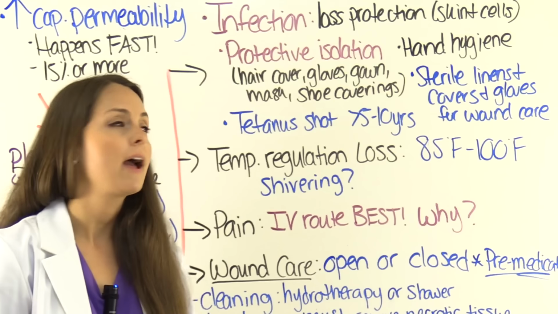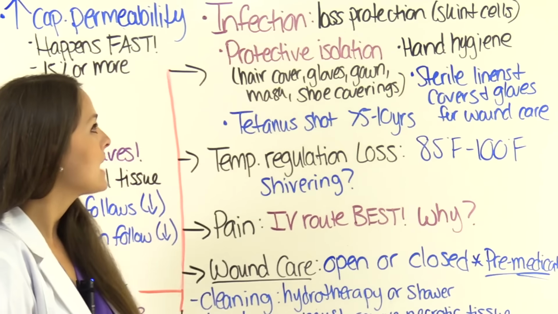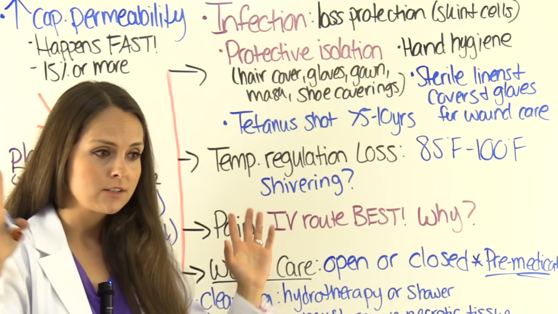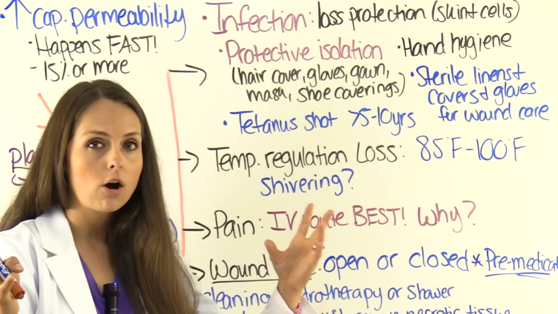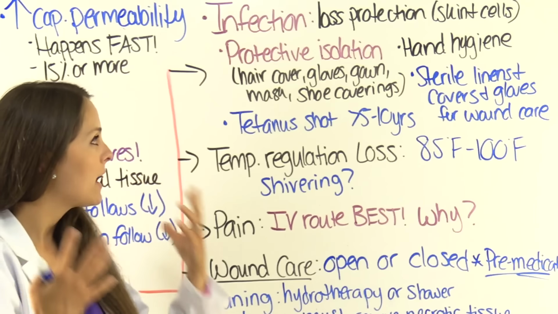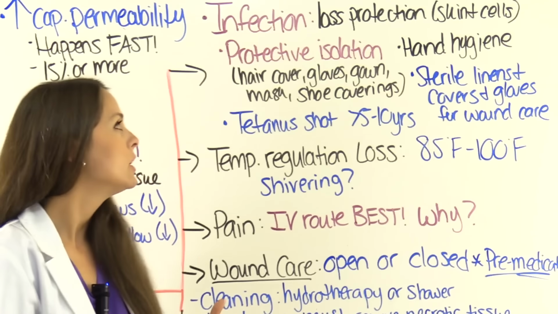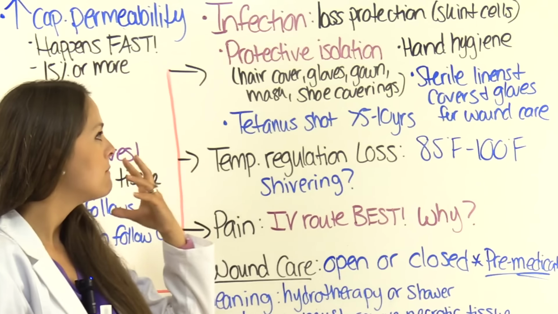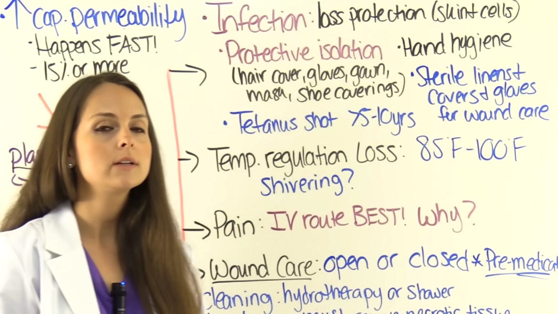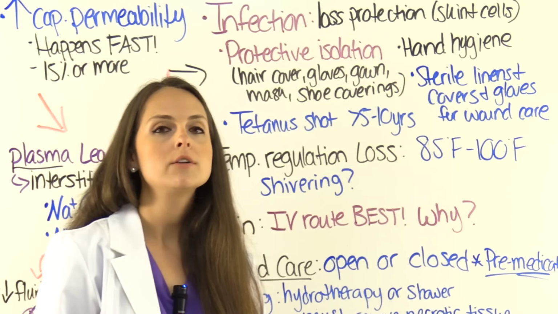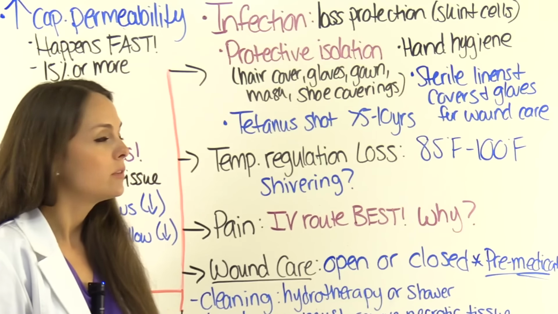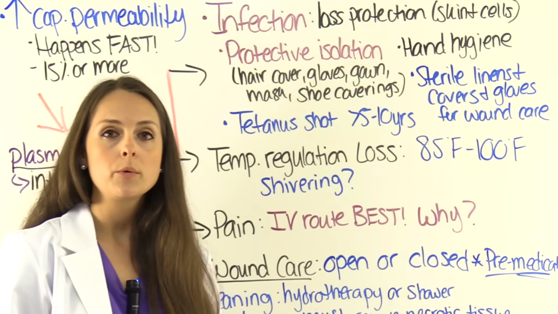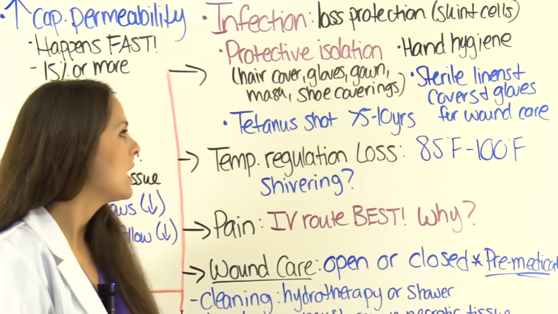Okay, protective isolation is what they will be in. We're protecting the patient from us, from visitors, from outside things that can cause them harm. So whenever we provide care to a patient with severe burn, you want to wear a hair covering, gloves, gown, a mask, and shoe coverings. Don't want to take anything in that room to hurt that patient. Also, linens are going to be sterile, covers, and whenever we do wound care, we'll be using sterile gloves.